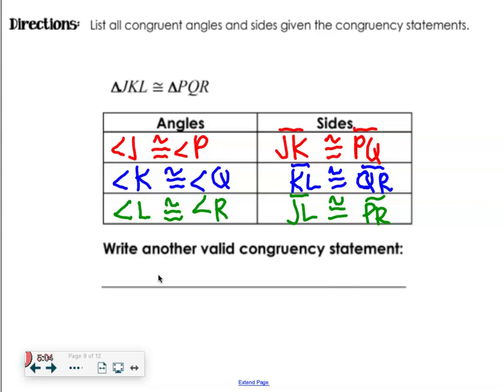Now it says write another valid congruency statement. So we just have to jumble up our letters. So what's a different way I could say JKL? KJL. And now we just match. So what matches K? Q. What matches J? P. And then R.